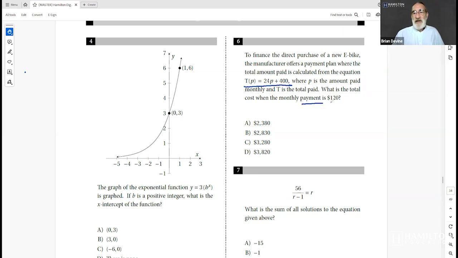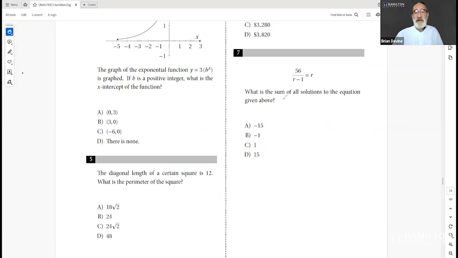So they said that then P equals 120. So T of 120 should be 24 times 120 plus 400. And you get a calculator, or you can use the Desmos app that comes with the test. But on this one, you'd use your calculator. But if I stick that in there, I get 3280. So C is the correct answer. And if you're going to spend that much for an e-bike, it better be a good one.